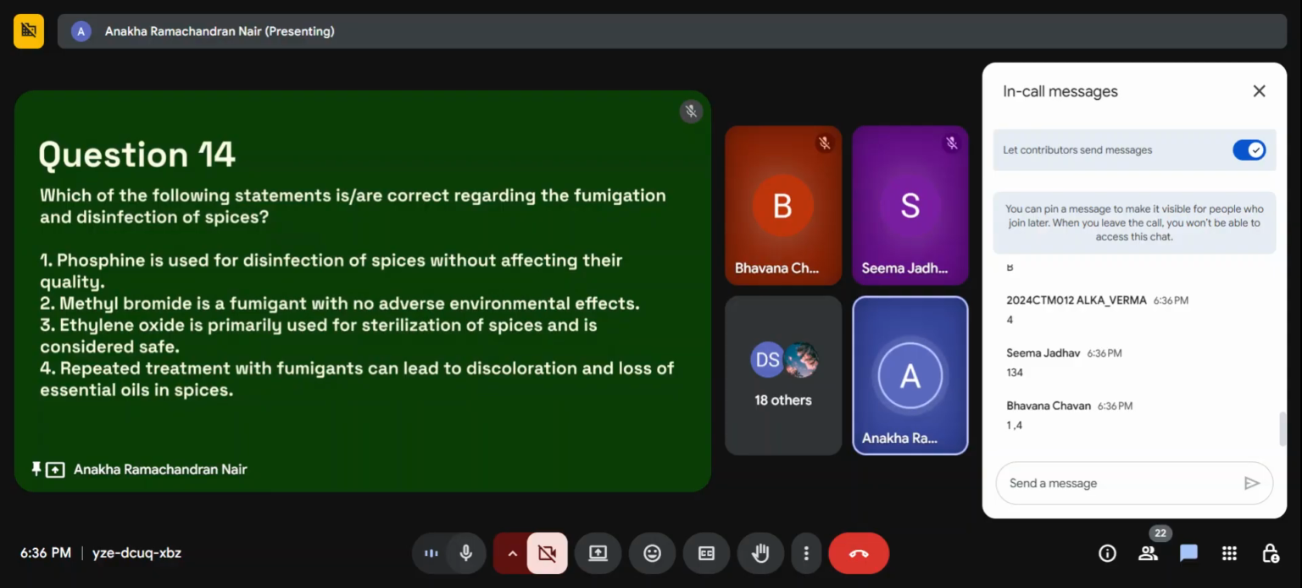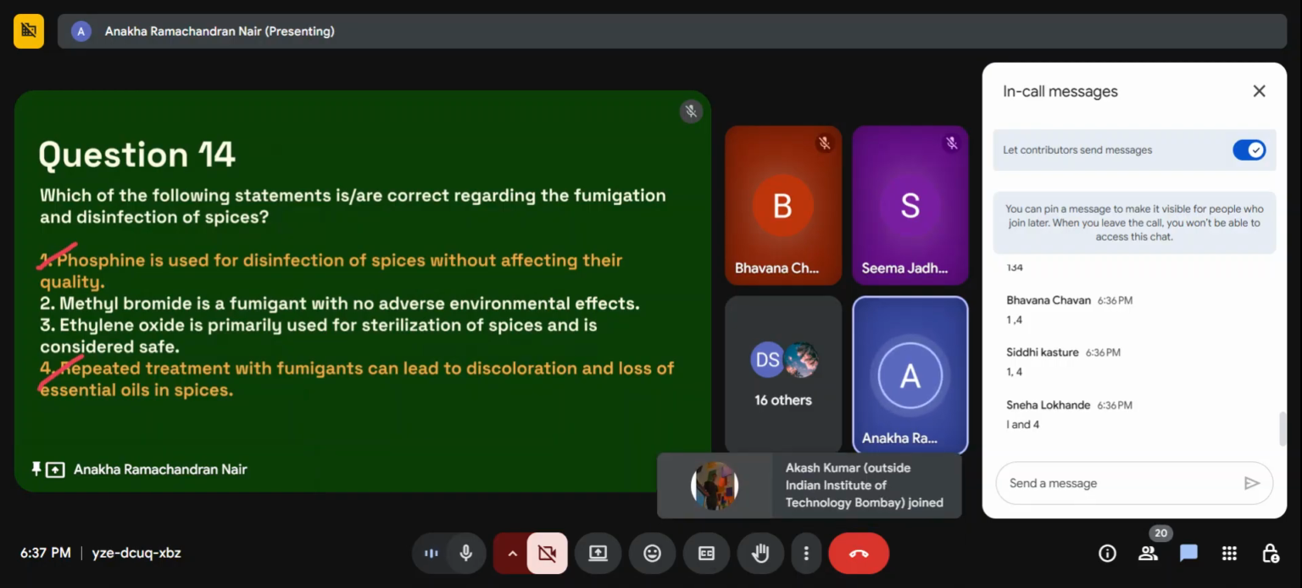So I can see you guys are already writing the answers. All right. So the correct answer is option 1 and option 4. Phosphine is used for disinfection of spices without affecting their quality, right? Usually a dosage of 2 to 4 aluminum phosphide tablets per ton of whatever commodity you are sterilizing is used, and for not less than 5 days. That is what we use for disinfecting spices using phosphine.